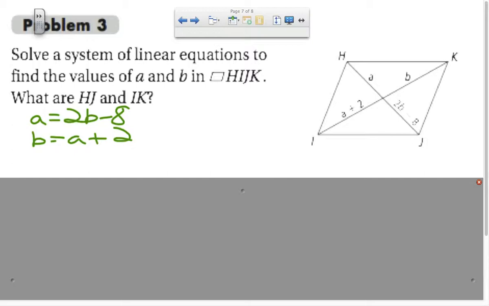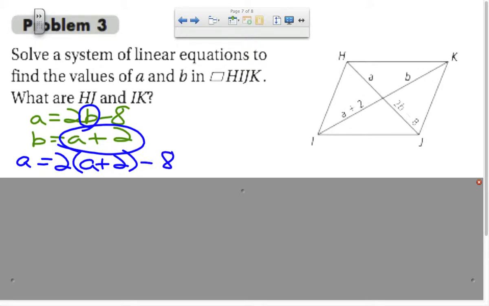So, just in the interest of getting it started, I'm going to take this value of b and substitute it in for b in the other equation. Again, remember, you've seen this before. This is nothing new. Don't panic. So all we're doing now is rewriting this top equation, but now I'm substituting in this a plus 2 wherever I see b. My new equation, therefore, will be a equals 2 times a plus 2, and then minus 8.